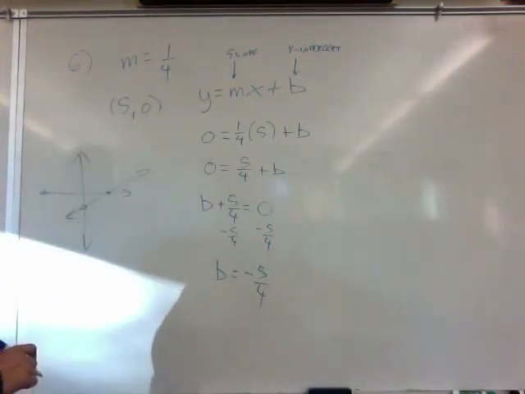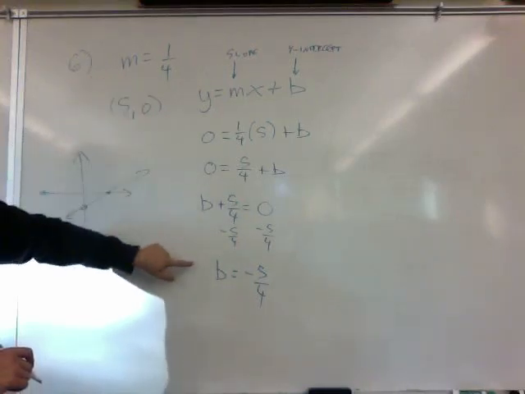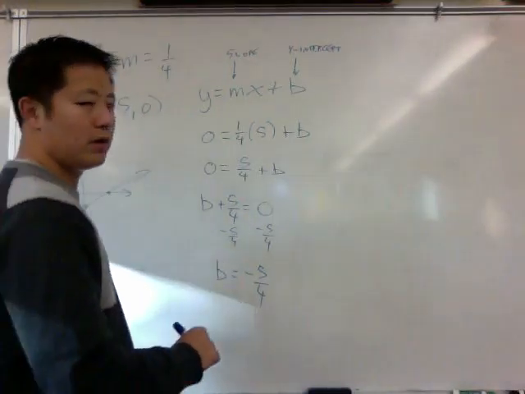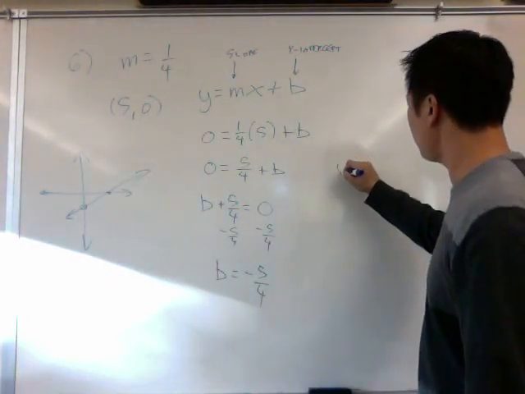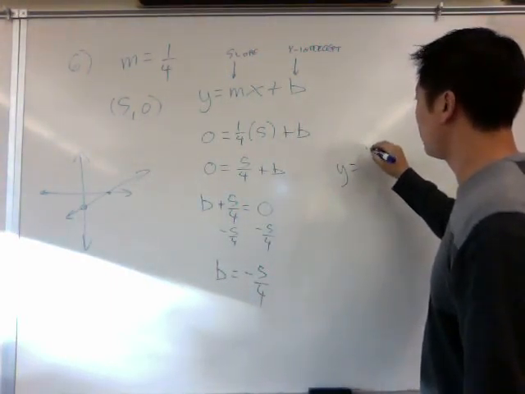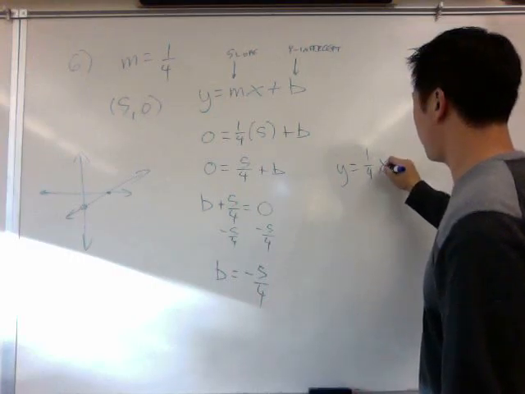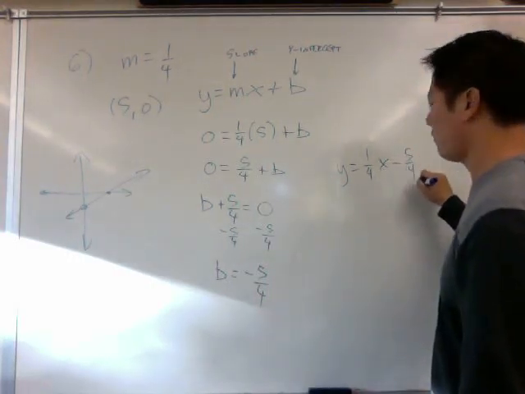Well, we know what our slope is already, and now we know our y-intercept. So our final answer: y equals 1/4 x minus 5/4.